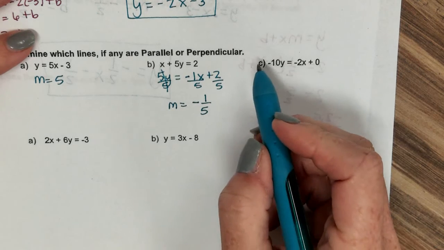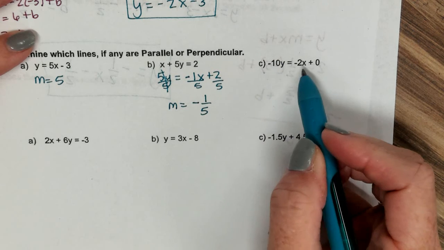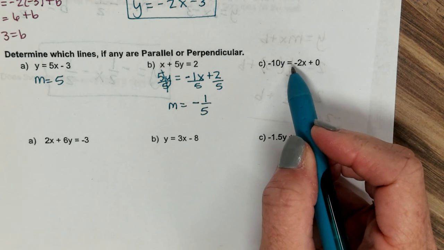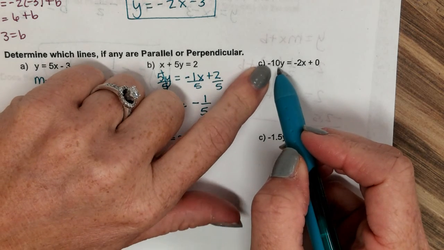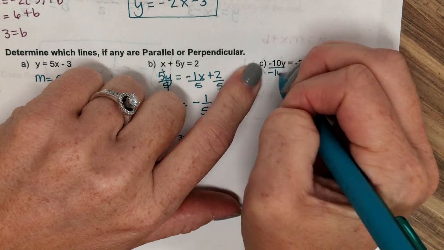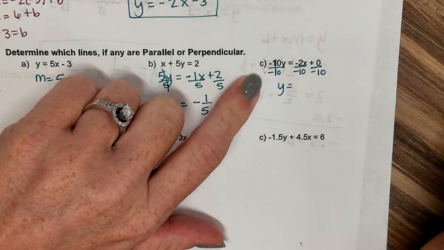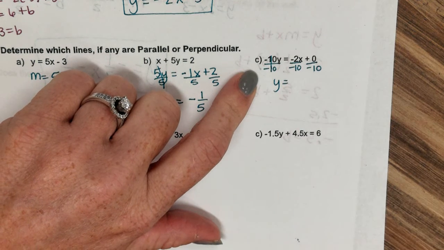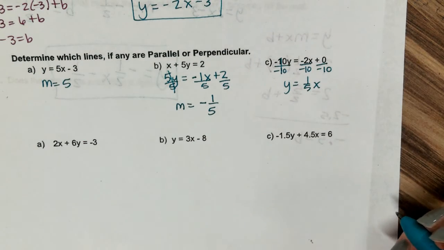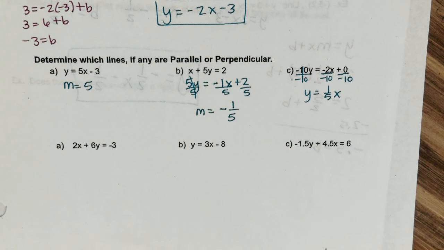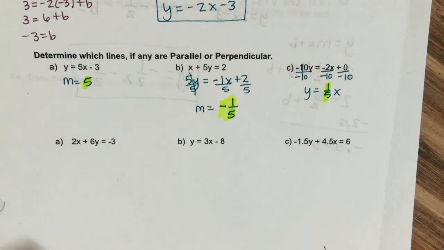All right, let's do C. Is C in the proper form to see the slope? No. If you say the slope is -2, you are very wrong because it's not in slope-intercept form. I need to get rid of that coefficient to that y by dividing. So I have y equals -2 over -10 simplifies to what? 1/5 x, and then 0 divided by -10 is 0. So I have a slope of 5, of -1/5, and of 1/5.